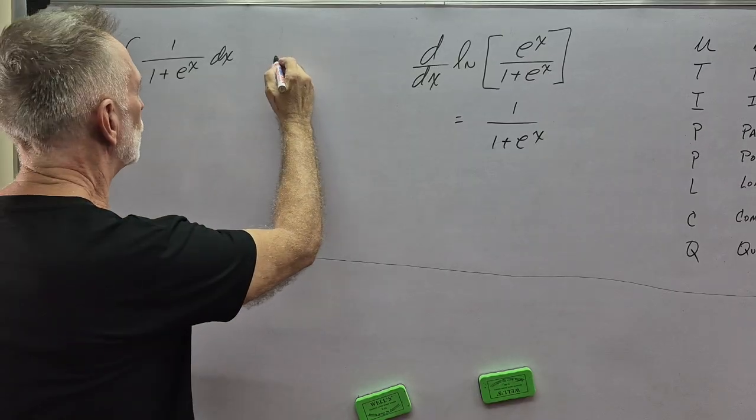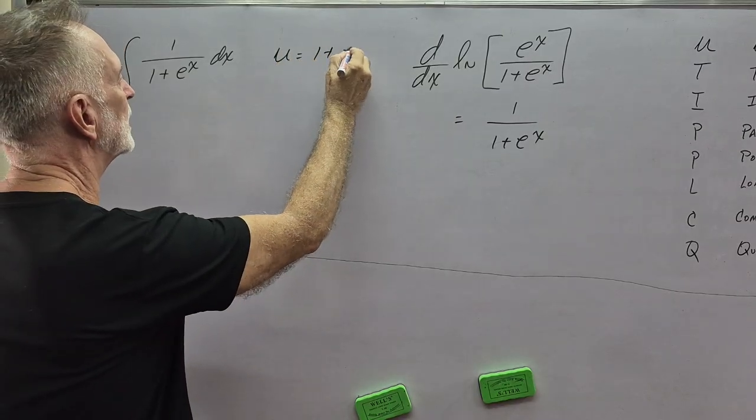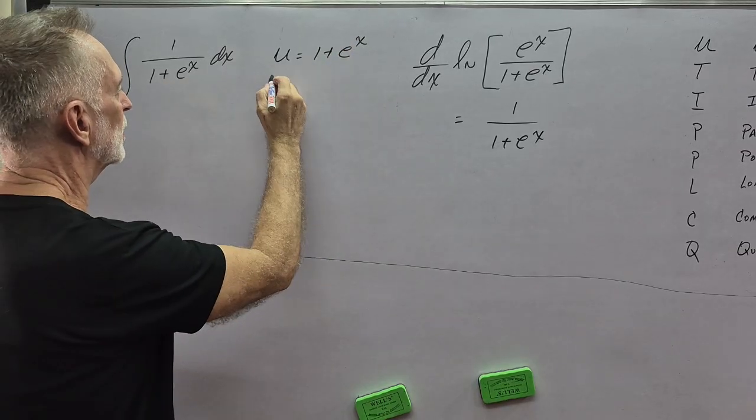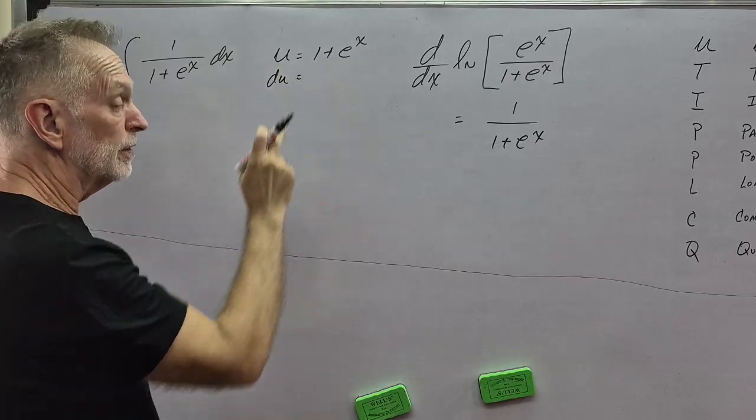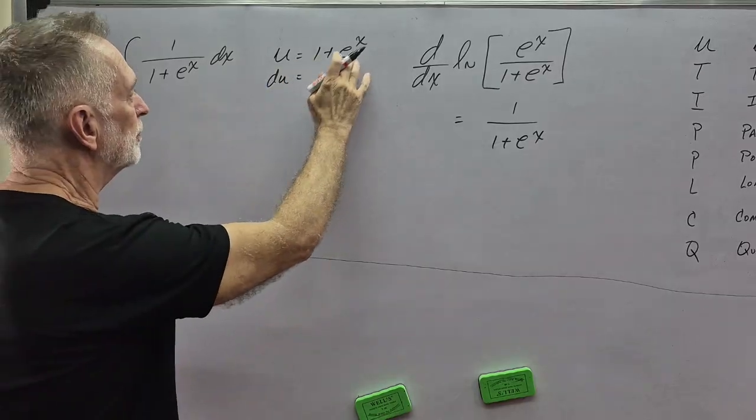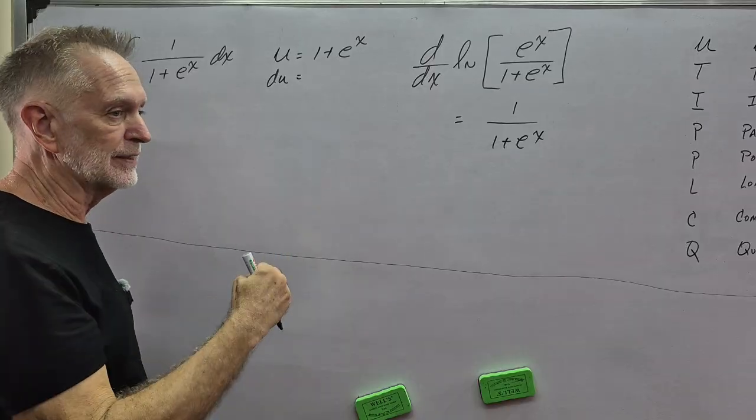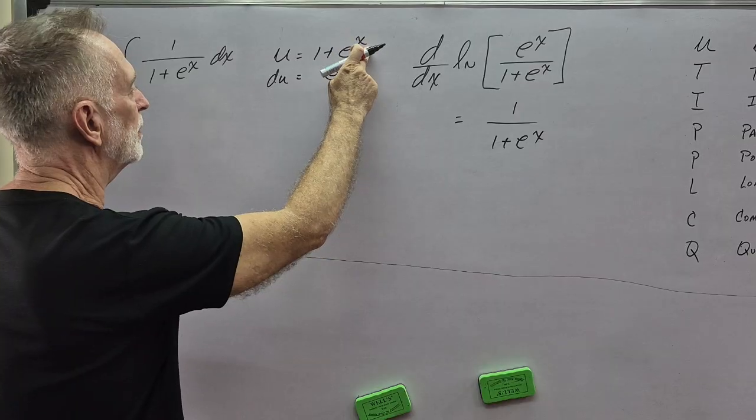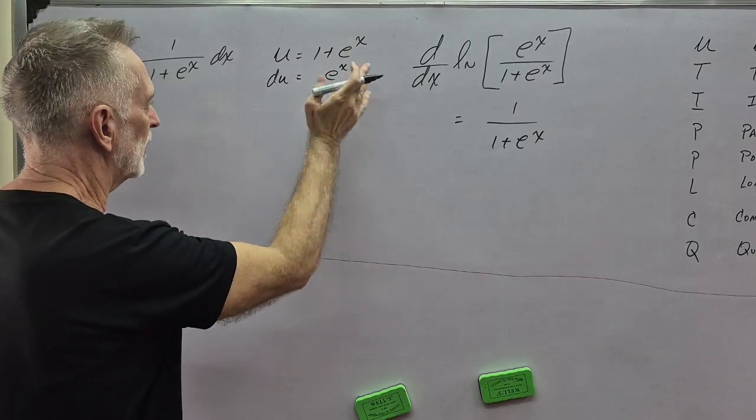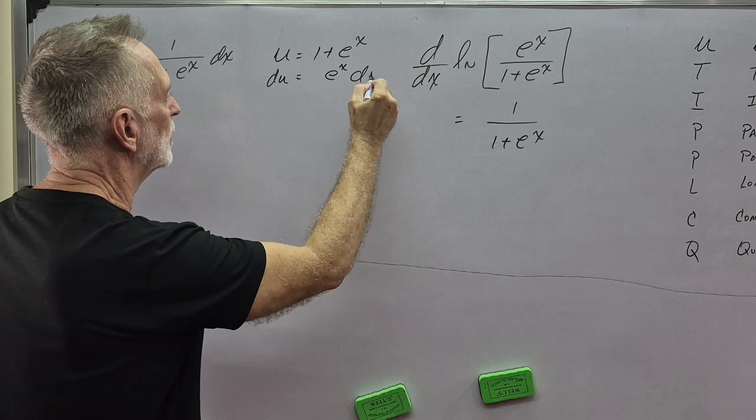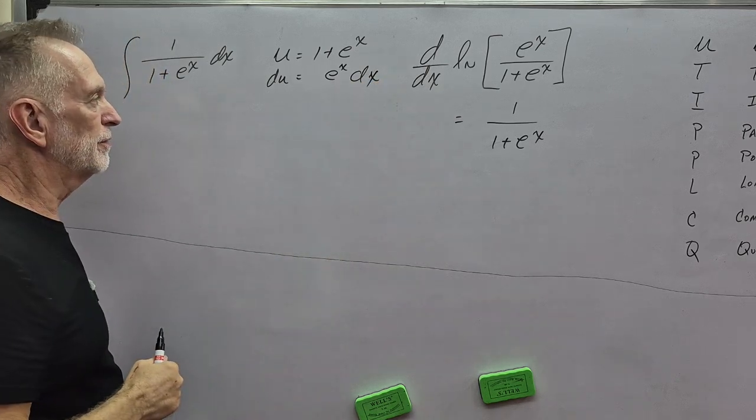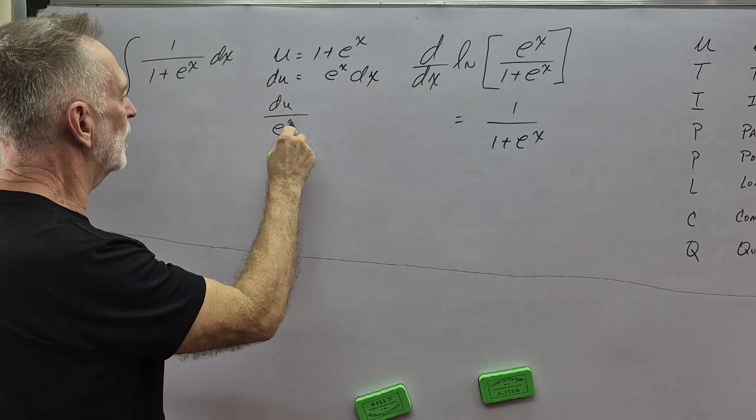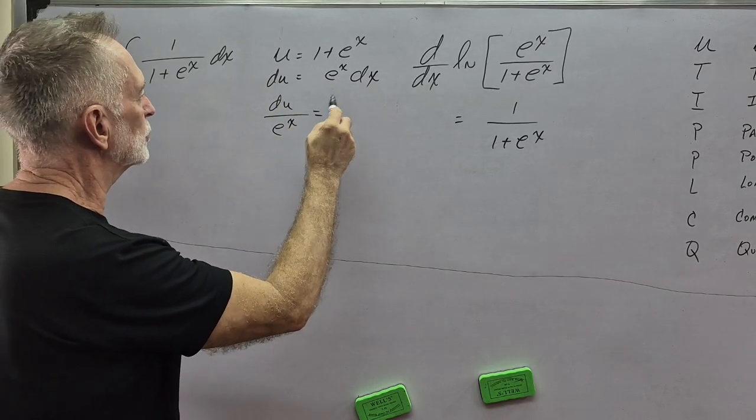I'm going to let u equal 1 plus e to the x. It's a good u sub here. All right, so du: the derivative of a constant is 0, and the derivative of e to the x is e to the x dx. So e to the x times the derivative of x, which is just 1. 1 times e to the x is that. Chain rule, we have to take the derivative of x itself. Okay, so du over e to the x equals dx.